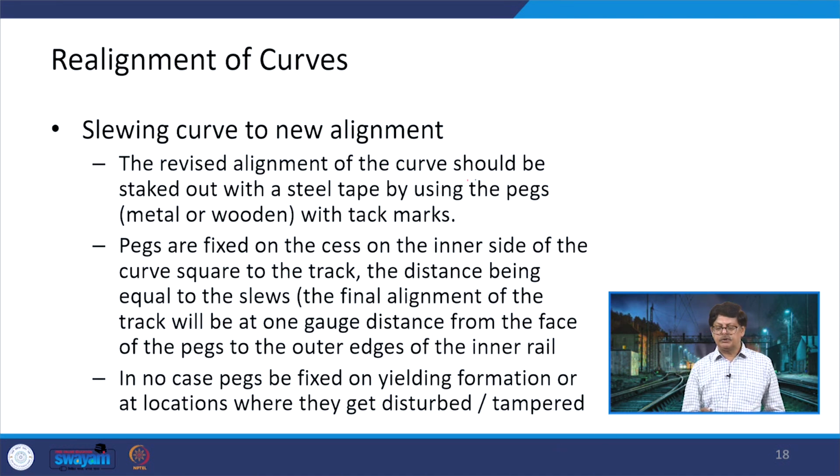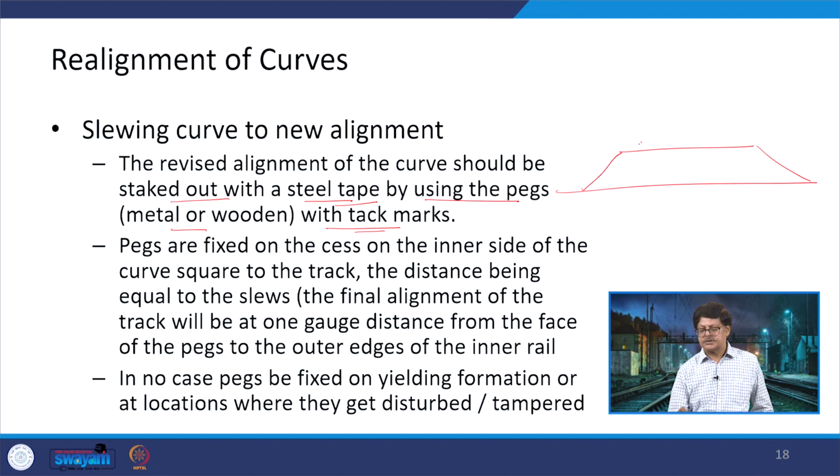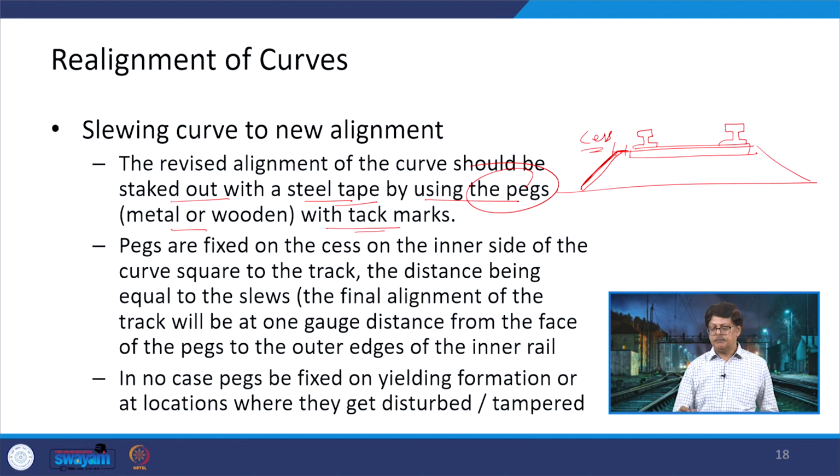The revised alignment of the curve should be staked out with the steel tape by using pegs, which can be metal or wooden with tack marks. So, you have this type of system, where the sleepers are provided and rails are placed at the top of it. This area is a cess area. In this cess area we are putting the pegs, or we put the pegs in the formation area if it is not so high.